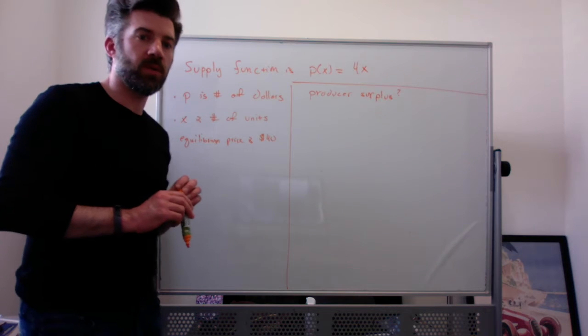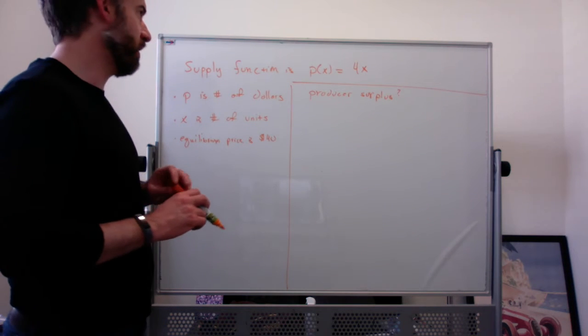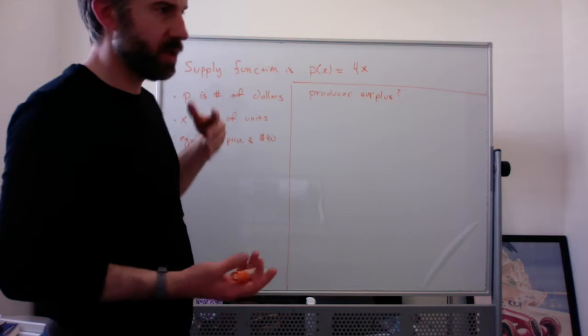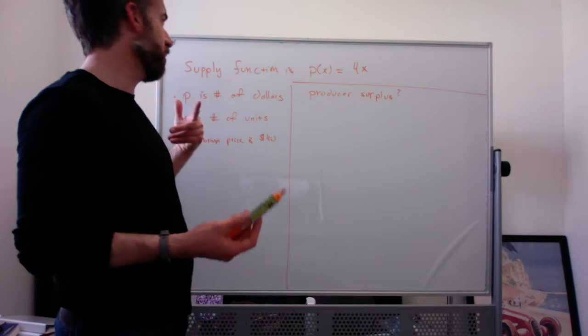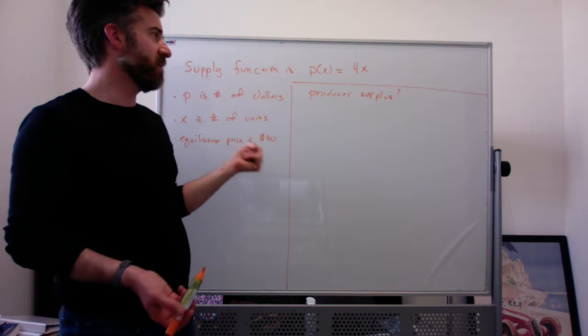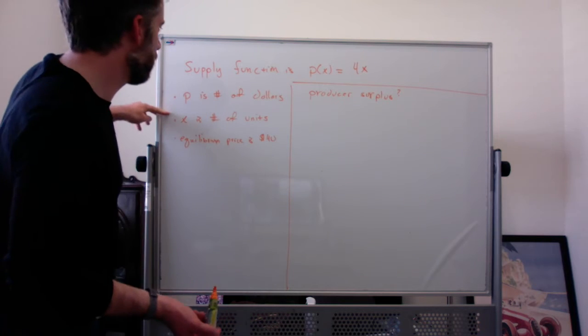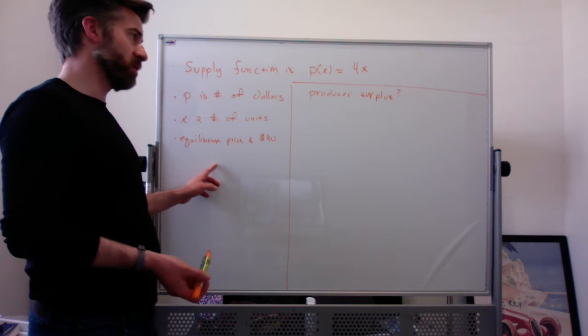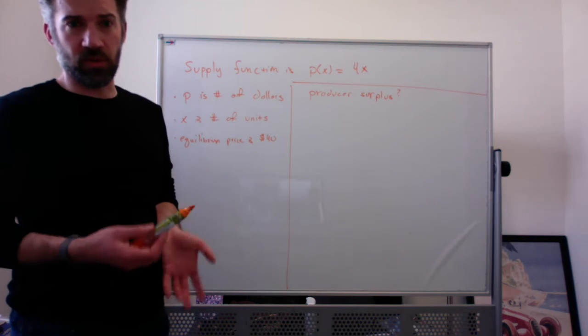16B students, someone had a question about how supply functions and producer surplus works and consumer surplus. And so here's the setup. Supply function is given by P of x equal to 4x. P is the number of dollars, x is the number of units, and the equilibrium price is given to be $40. And the question is, what's the producer surplus?